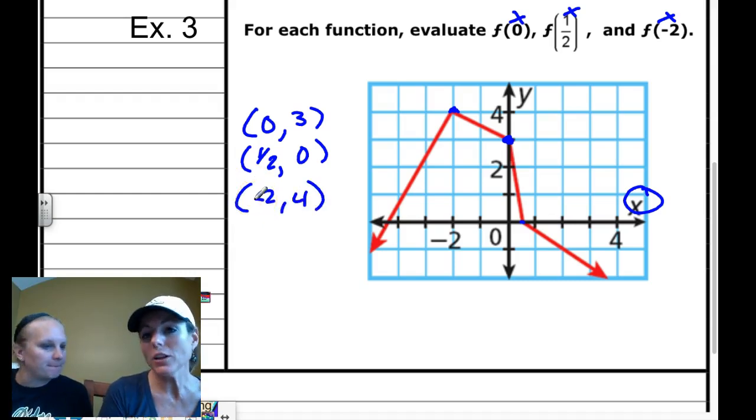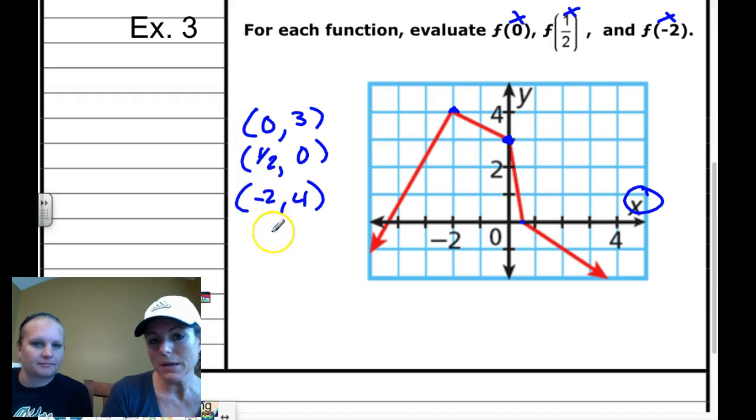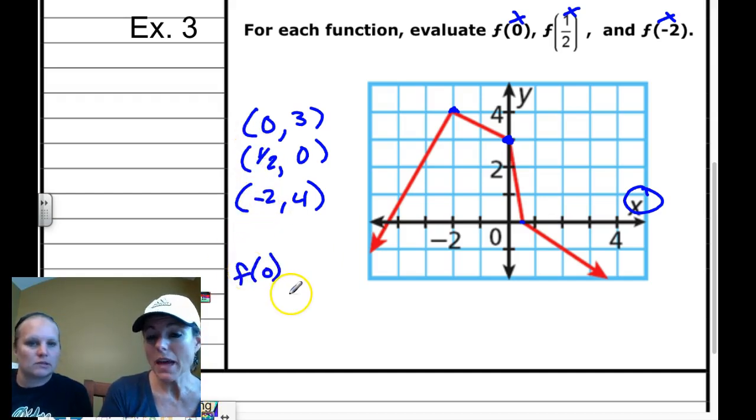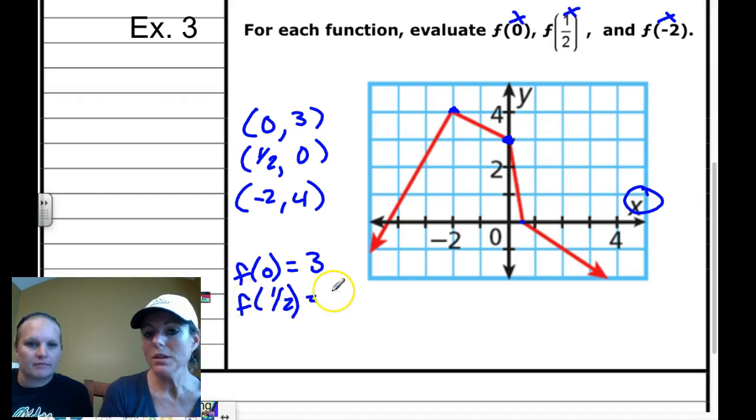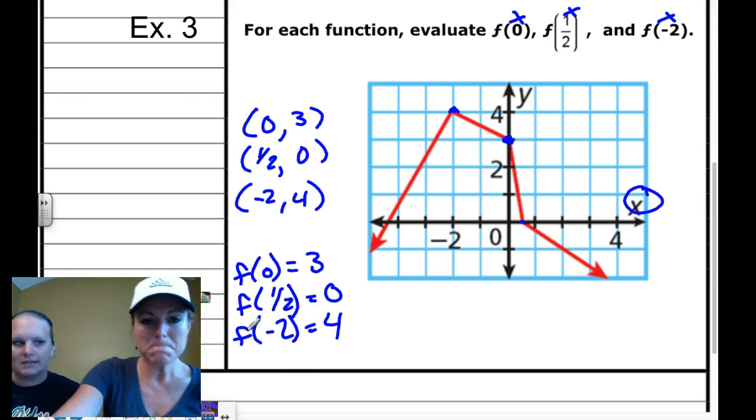So when you write your final answer, we're going to write it like we did the last time. We'll write f of 0. So that is going to equal what? That's going to equal 3. Correct. f of 1/2 is going to equal 0. And f of -2 is going to equal 4. Perfect. Nice. That's it. That's easy enough.